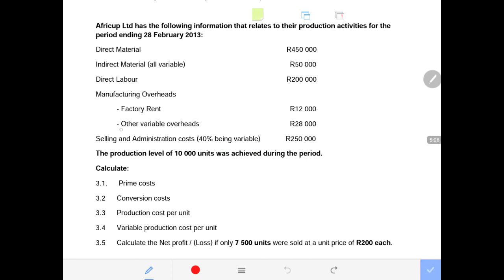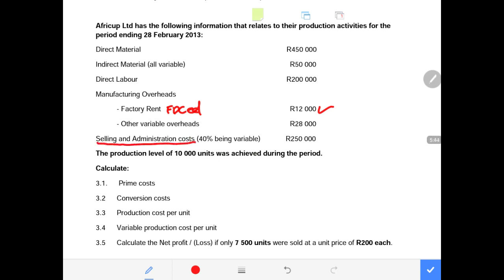Then now we have our other variable overheads, which amounted to 28,000. And take note, they say other variable manufacturing overheads. But I did tell you that rent is fixed. If we pay the rent of 12,000 per month, it will be 12,000 maybe up until the year, then it will change after a year. So that will be indicating that rent, factory rent, renting the area or the space, will mean that it is a fixed cost. Then we have selling and administration.